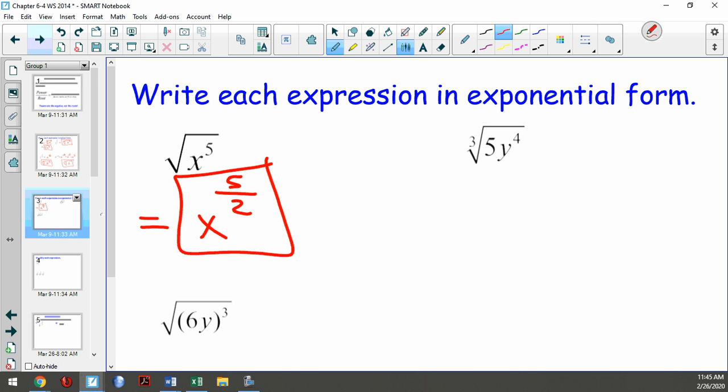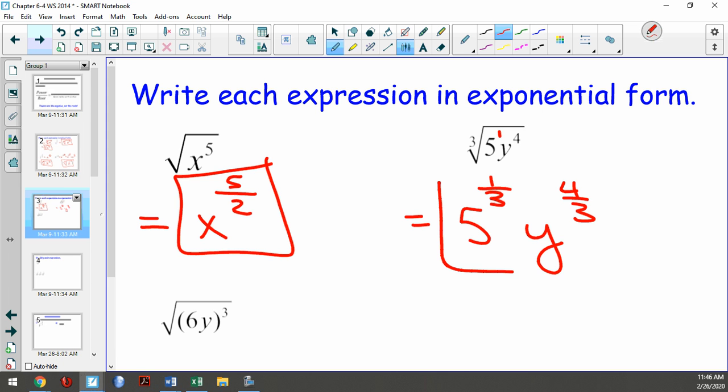Then next, how many bases do you have in this problem? You have a base of 5, you have a base of y, correct? So that means I'm going to have 5 and a y, and I have to look at the powers. The power on the 5 is currently a 1, so that's going to be a 1 over the root of 3. Do you see that? Go to the y. The y has a power of 4 with a root of 3. So that is 5 to the 1/3 power times y to the 4/3 power. And this is done.